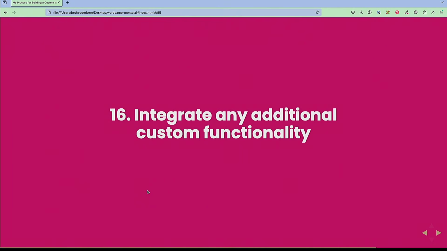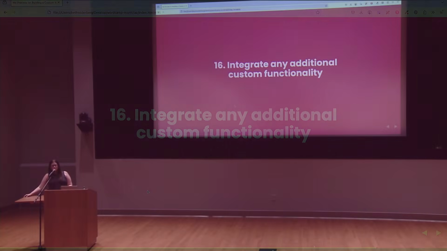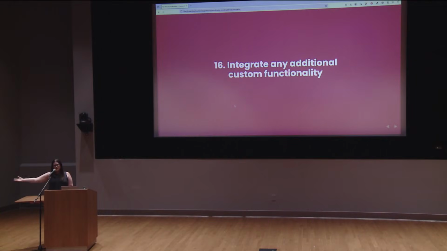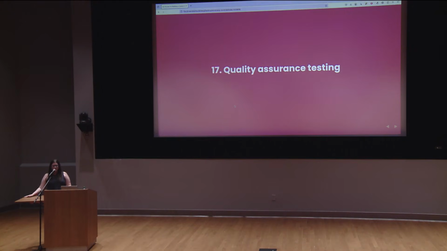Integrate any additional custom functionality. Standard blocks do a lot, but they don't do everything. You do not want to use, say, a taxonomy instead of a filter that actually filters when you have a complex filter need. And then you should test your work. Duh.